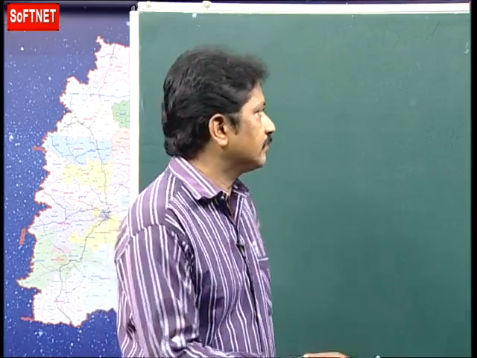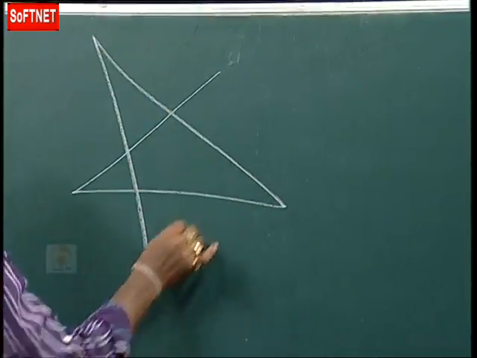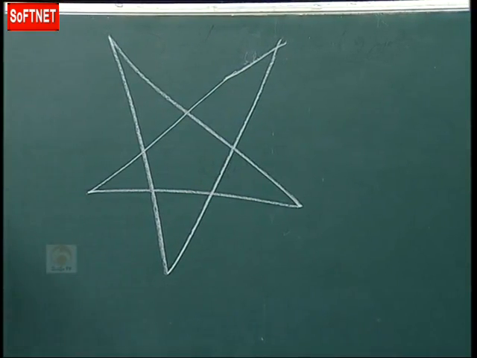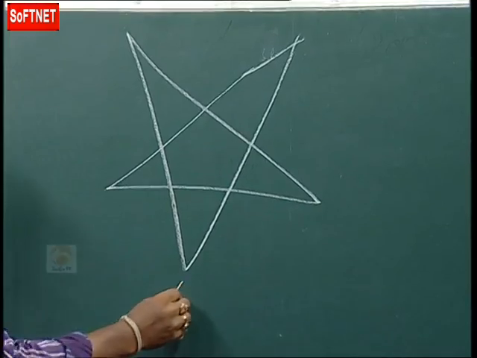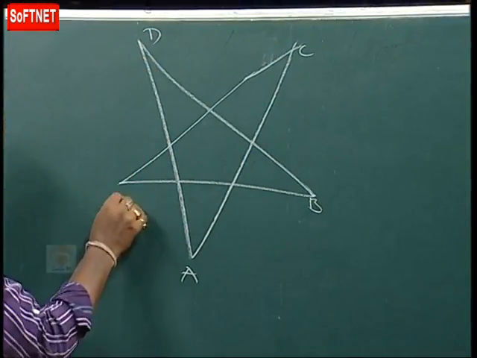Now I am going to take a simple figure called a star. Shall we draw the star? Okay, see. It is a star, you know that, correct? I am naming this one as A, B, C, D and E.